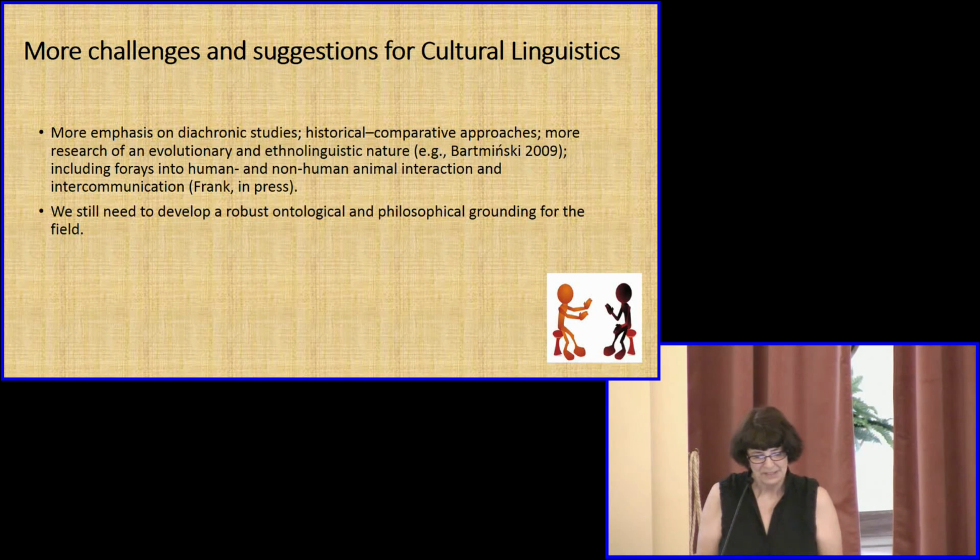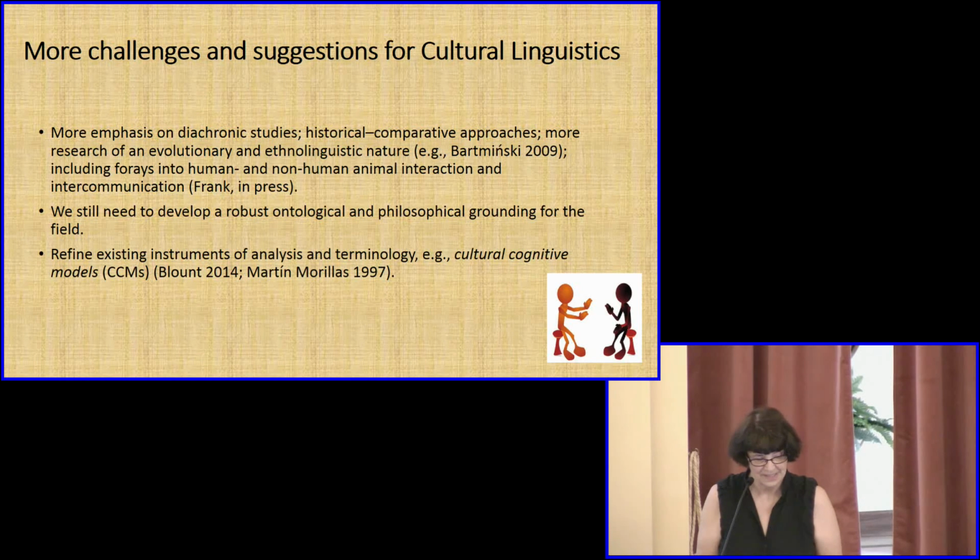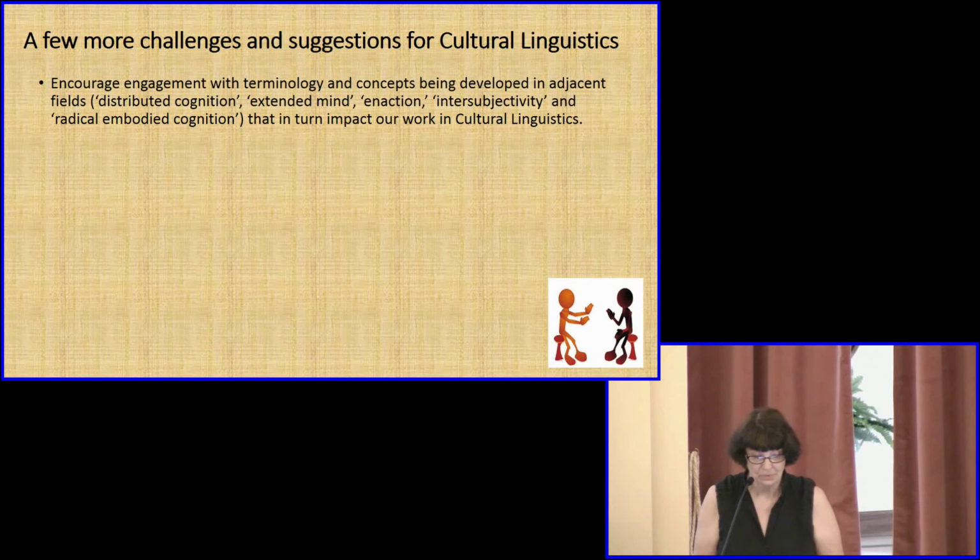We still need to develop a robust ontological and philosophical grounding for the field of cultural linguistics. We need to refine existing instruments of analysis and terminology, things like cultural cognitive models. What exactly do we mean by these terms? I would also like to encourage engagement with terminology and concepts being developed in adjacent fields, such as distributed cognition, extended mind, enaction, intersubjectivity, radical embodied cognition, that in turn impact our work in cultural linguistics and actually form part of the basic tenets of cultural linguistics.